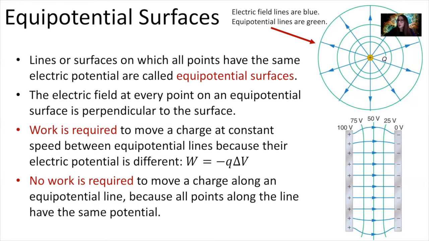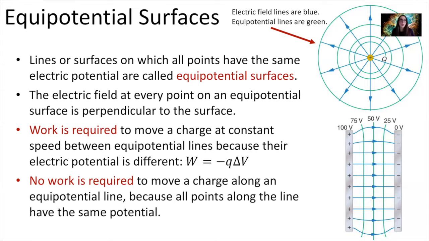Now this electric potential diminishes as we move away from a charge. We can identify what we call equipotential surfaces. Equipotential: equa means equal, equal potential surfaces. These are all points that have the same electric potential away from a charge.